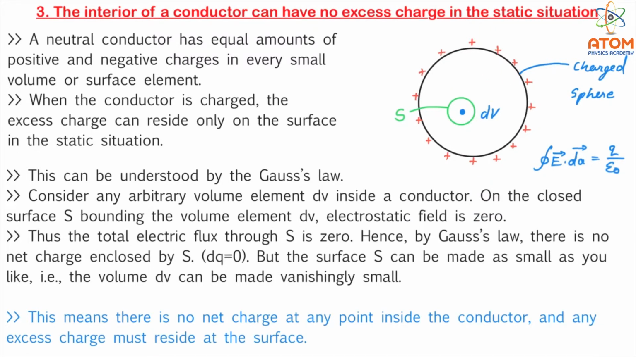So it's very obvious that whatever extra charge we have applied, that charge will reside only and only on the surface of a conducting sphere. So that way we can conclude now: there is no net charge at any point inside the conductor, and any excess charge must reside at the surface only.